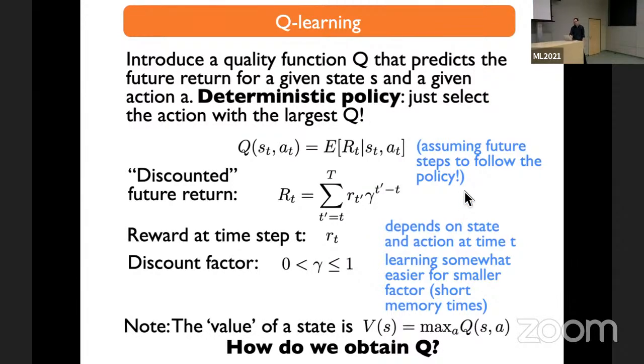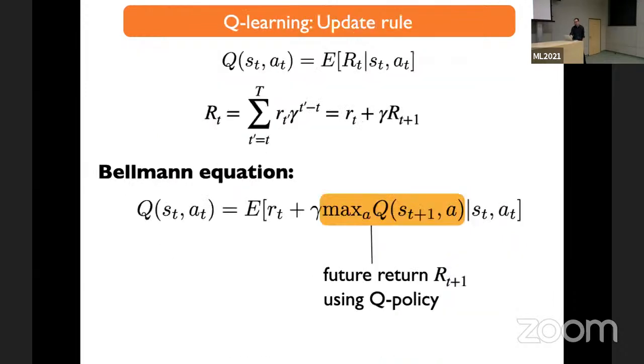And the interesting concept, or the interesting idea of how to obtain Q, is to write down a recursive expression that you can then try to solve in order to find the correct Q. How do we go about this? Well, here's again the definition of Q.